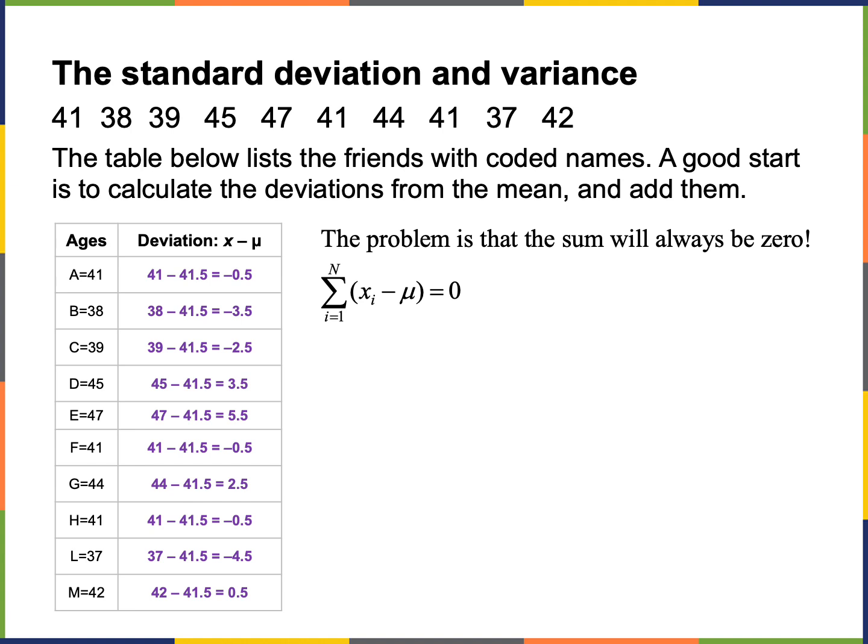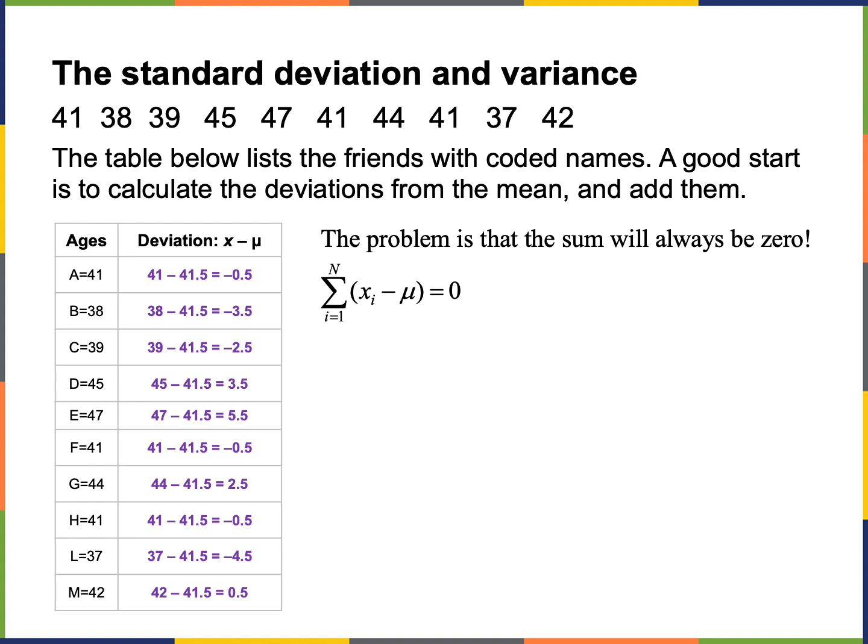So let's say here are the friends. We don't know their names; it could be anybody. In order to calculate the deviations from the mean, let's suppose we subtract the mean from each one of the ages. So the friend's age is 41, and 41 minus 41.5 would be negative 0.5, and then 38 minus 41.5 would be, and so on. The deviation in this case is the difference between every data point and the mean.